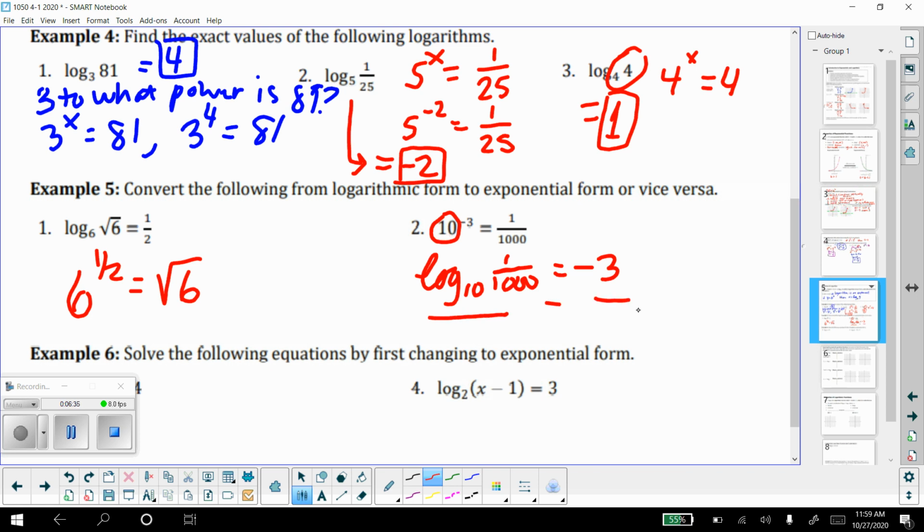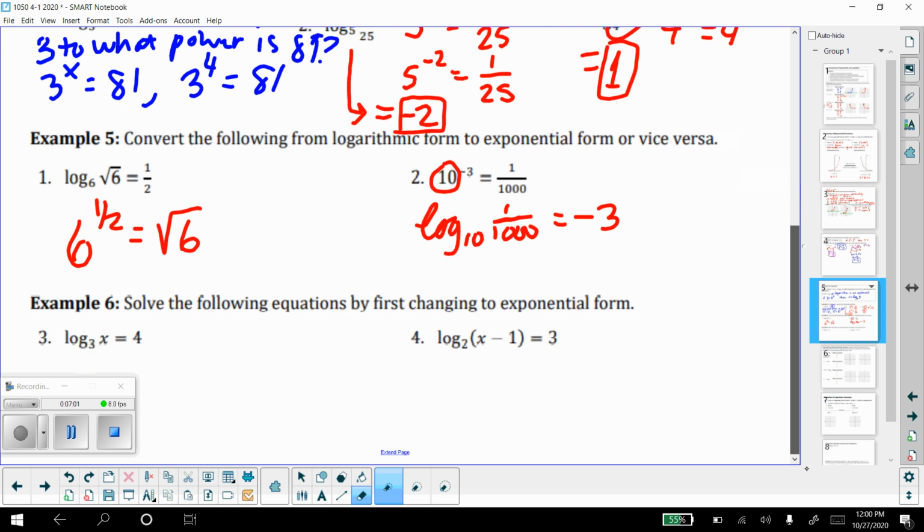I don't know if you guys remember me having that statement around my classroom: a logarithm is an exponent. That statement just helps me, it's just a quick way of memorizing how to switch between forms. As long as I always remember the logarithm is the exponent, the logarithm always equals the exponent, then I can usually get my brain to remember how and what order to put things in.